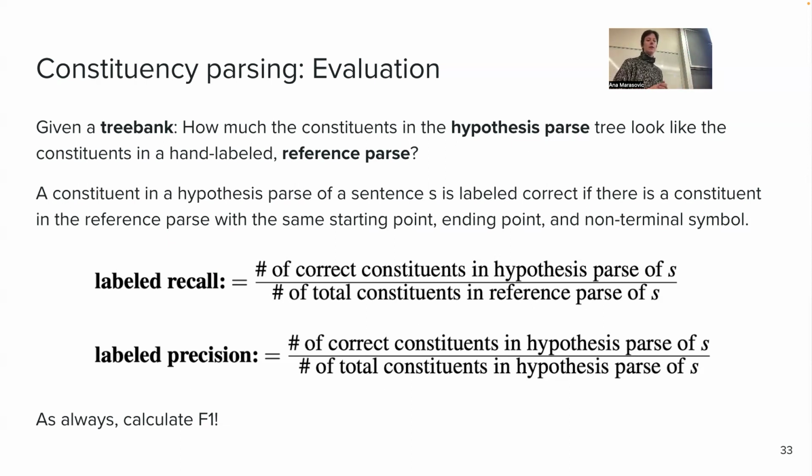We say that a constituent in a hypothesis parse, so an automated parse, is labeled correctly if there is a constituent in the reference parse with the same starting point, same ending point, and the same non-terminal symbol. Given that definition of what it means for a constituent to be correct, you are going to calculate recall and precision, which you need for your F1 score. Recall will be the number of correct constituents in the hypothesis parse, given the total number of constituents in the reference parse: how many of the constituents in the reference parse have you actually correctly retrieved. And precision will be, amongst all of the constituents in your automated hypothesis parse tree, how many of them are correct. Then you combine precision and recall in a standard way to get the F1.